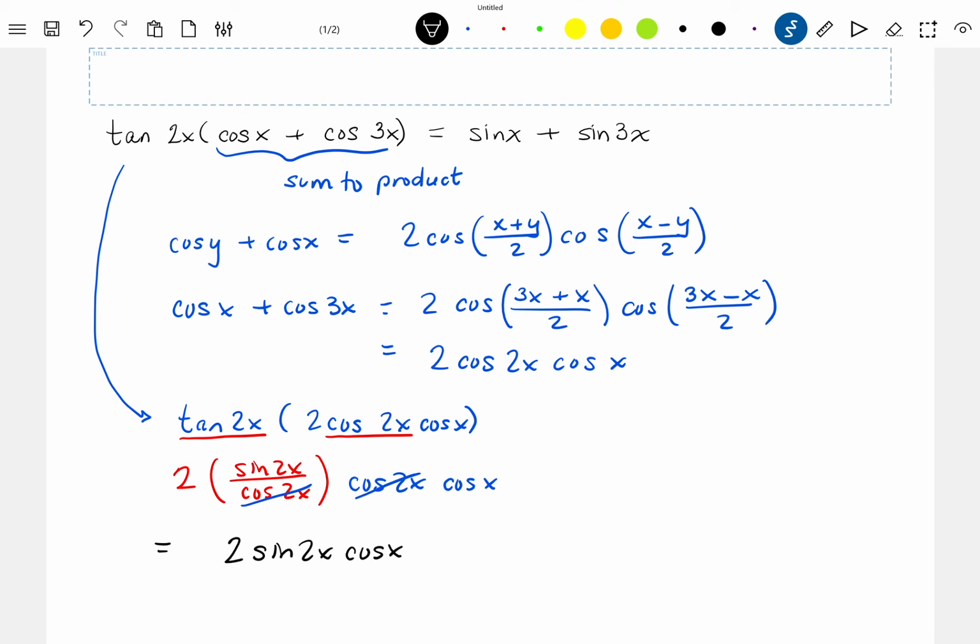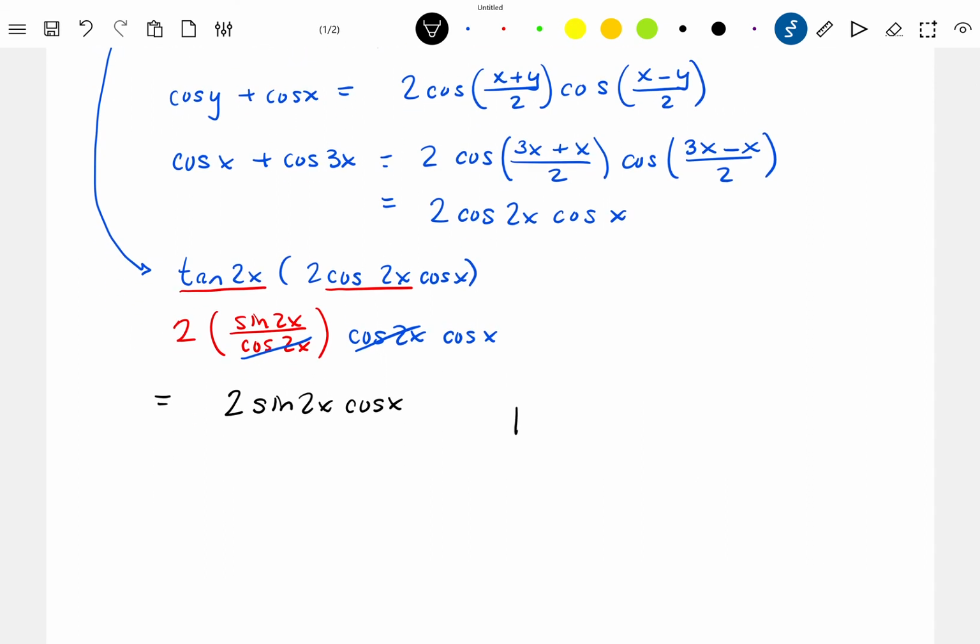Now again, the goal is to get to this right here, so we still have some work to do. Notice we have a product and we want to get to a sum. So at this point, we're going to use a product to sum identity. And the appropriate product to sum identity is, so we'll see, we have sine and cosine. So remember that sine x cosine y is equal to 1/2 quantity sine of the sum plus sine of the difference.